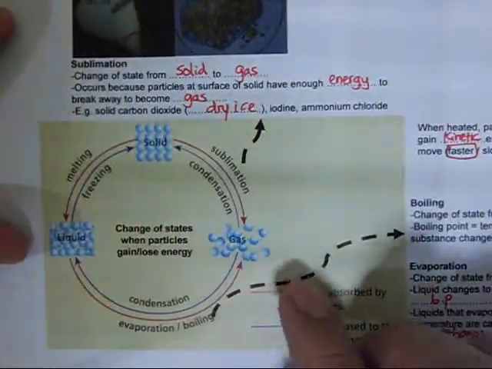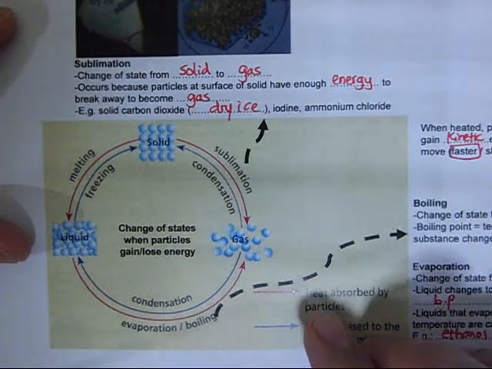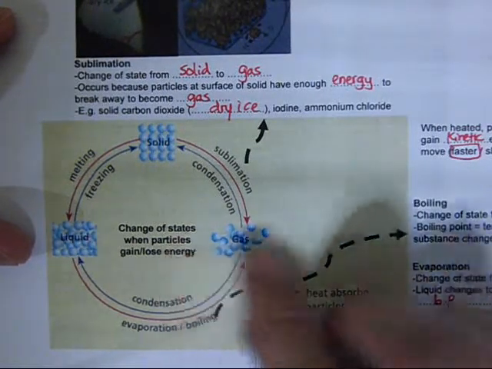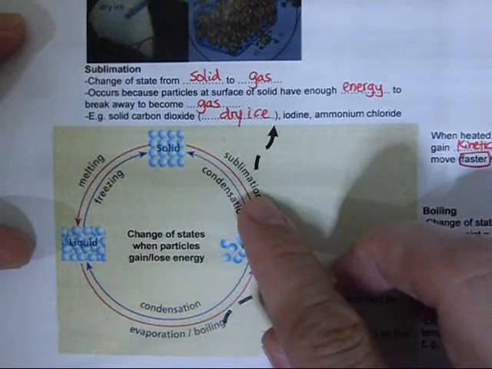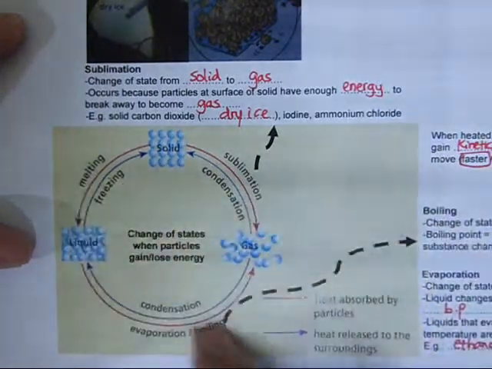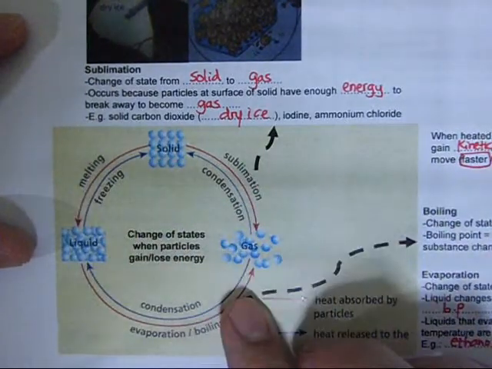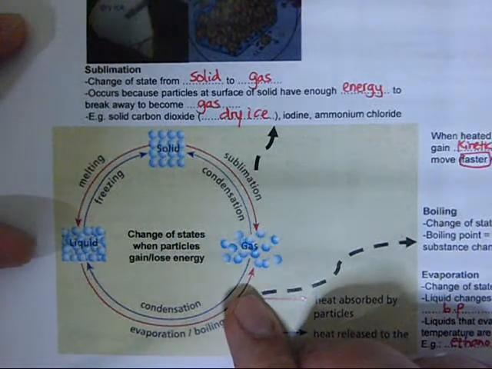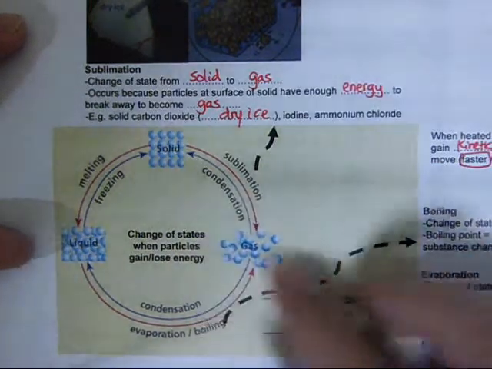Then you need to know the names of the different change of states. Okay, sublimation, for example, sublimation, condensation, freezing, melting, etc. This one you have learned it in lower sec, but it would not hurt for you to revise it again here.